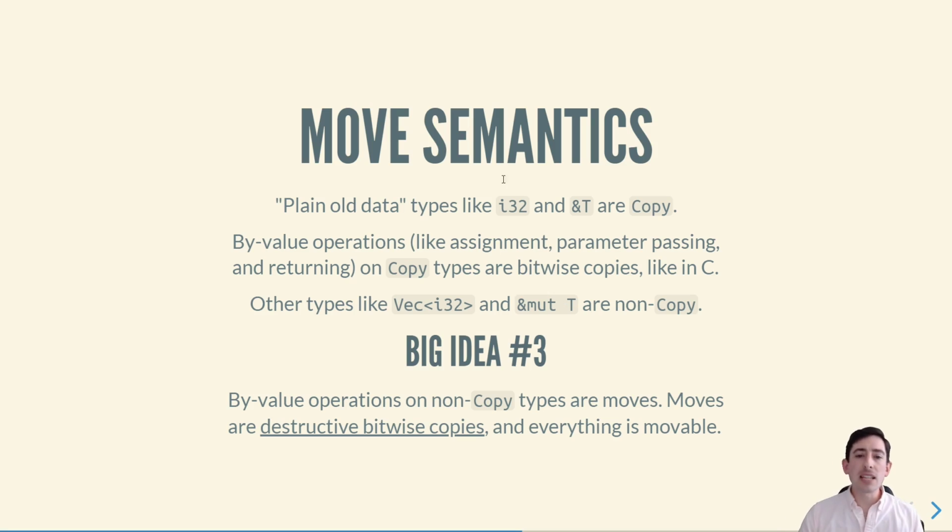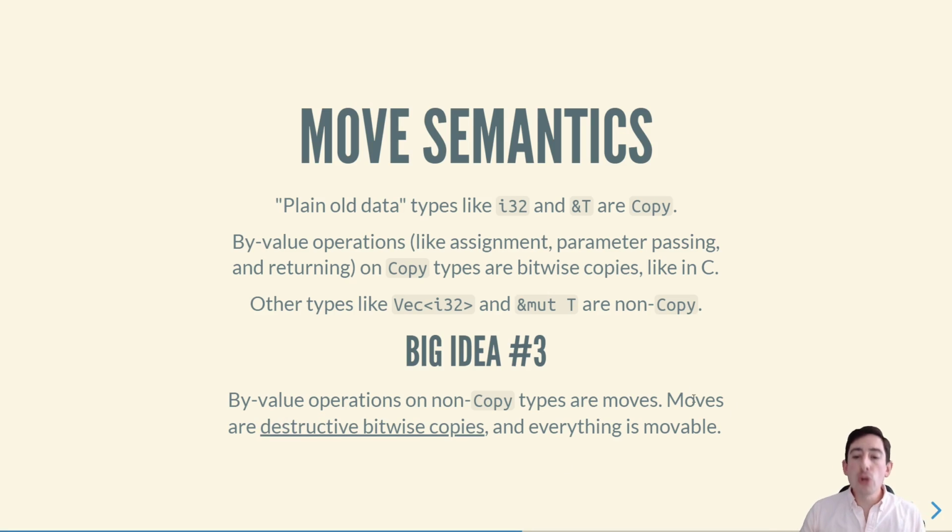That leaves us with the question: when we do by-value operations on Copy types, that's a bitwise copy. What are by-value operations on non-Copy types? That's big idea number 3. These are moves. This is where Rust does moves. And when Rust does a move, it is always a destructive bitwise copy. Maybe that's surprising. We just talked about how with Copy types, we're making bitwise copies. It turns out that moves are bitwise copies also. So it also kind of looks like C, right? We pass some non-Copy struct to a function by value. That's a bitwise copy. The difference is it's destructive.